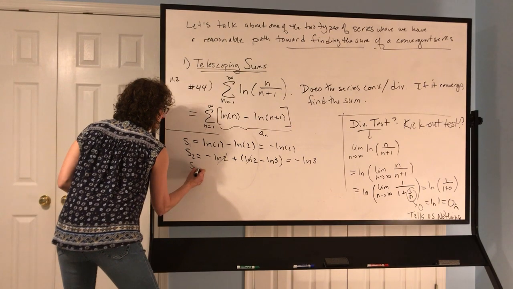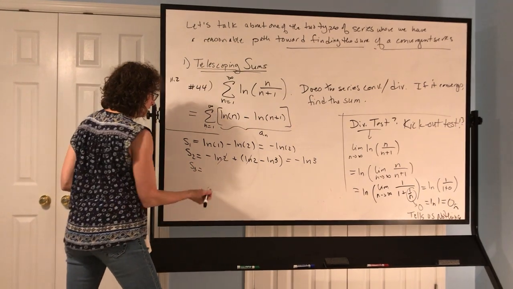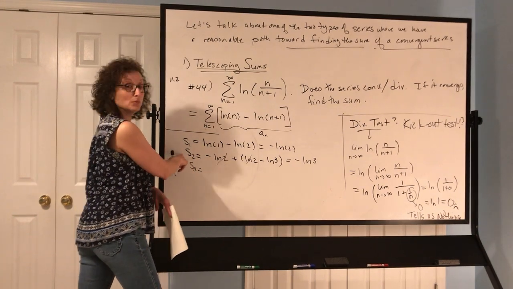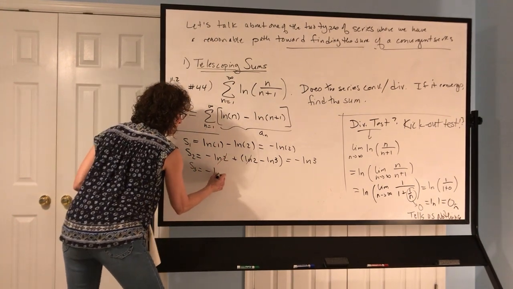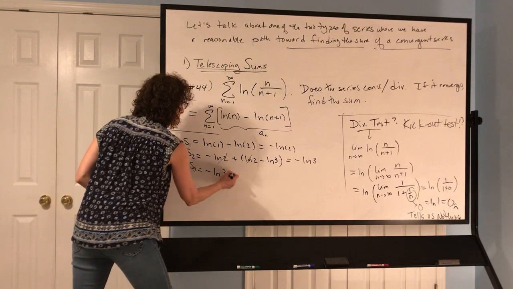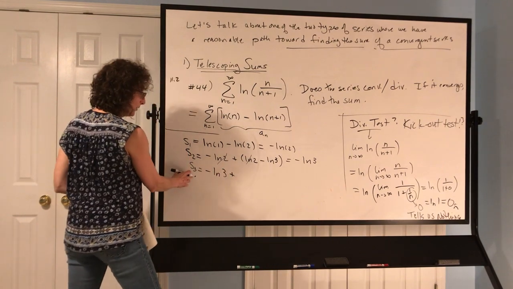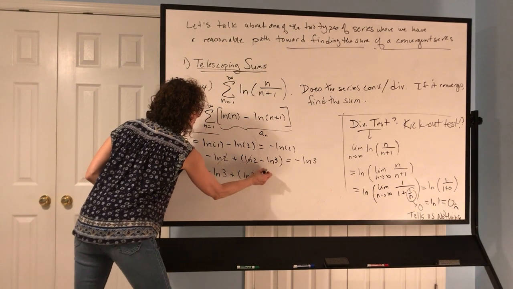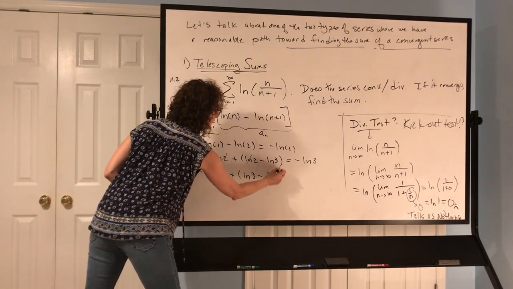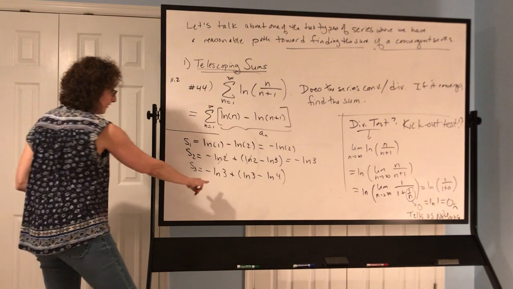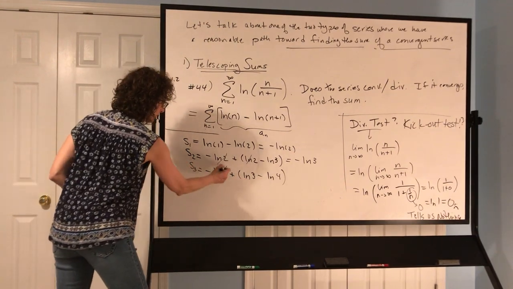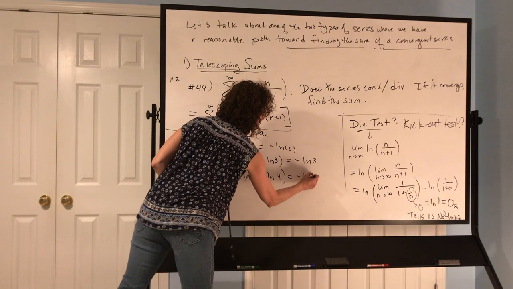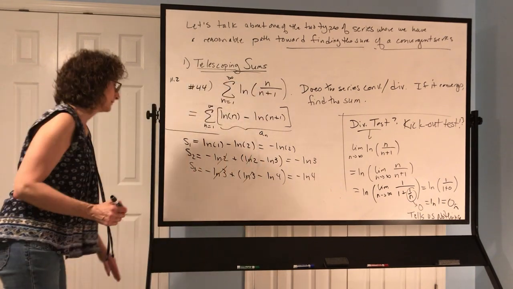What's S3? Okay. Well, S3 is the previous sum, S2. What was S2? Minus natural log of 3, yeah? Plus the next term, the n equals 3 term. When n is 3, what do I get? Natural log of 3 minus natural log of, good, 4. So what do I have? I have a minus natural log of 3 plus a natural log of 3. What am I left with? Excellent, a minus natural log of 4, right?